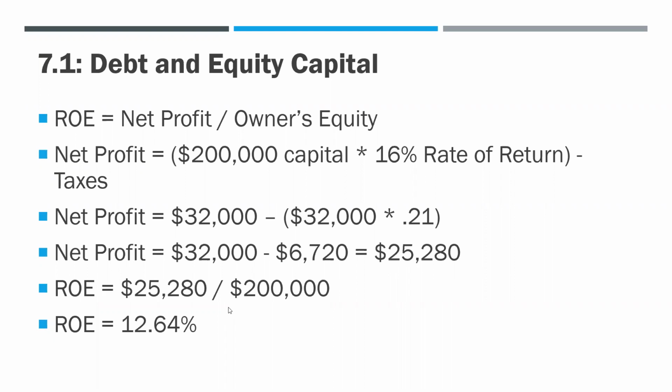And now this is a simple division of the two numbers to determine return on equity. So our net profit, 25,280 divided by our $200,000 of capital or equity gives us our 12.64% return on equity. We'll be seeing that number again. Now, the textbook example, that was not the case, and we'll actually discuss why here in a second.